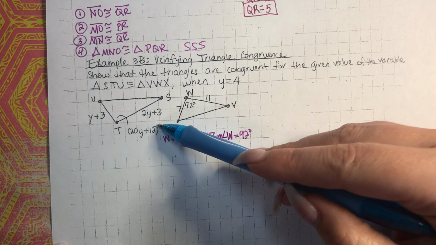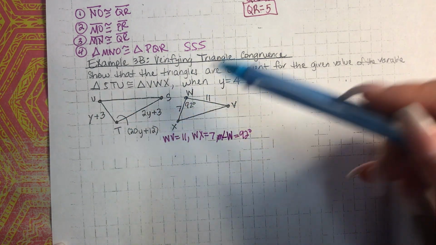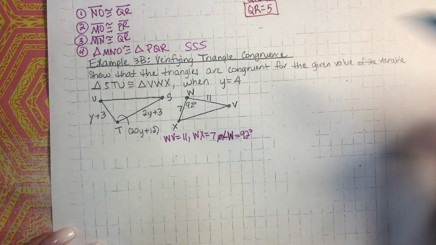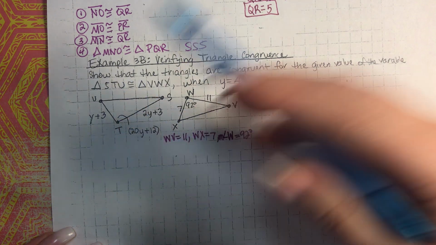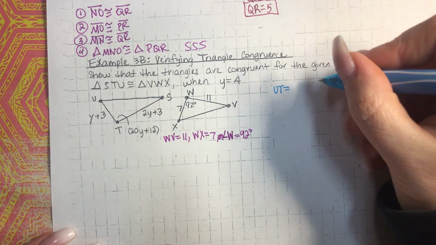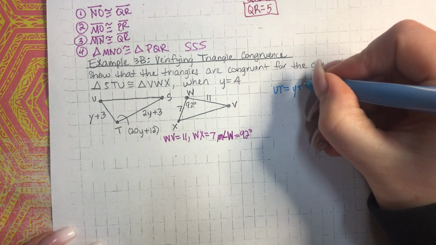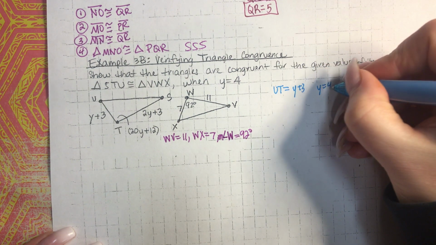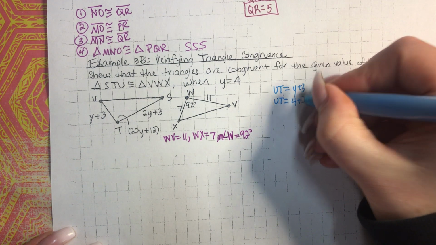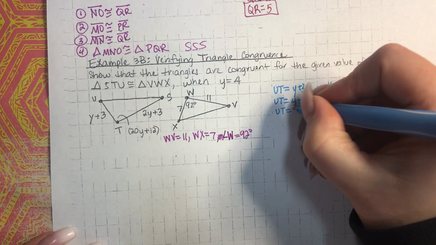And then for here we have some other values that are algebraic expressions that we need to figure out what they equal. So let's start with the first one. How about UT? UT is equal to y plus 3, and y is equal to 4, so we just substitute that in. UT is equal to 7.